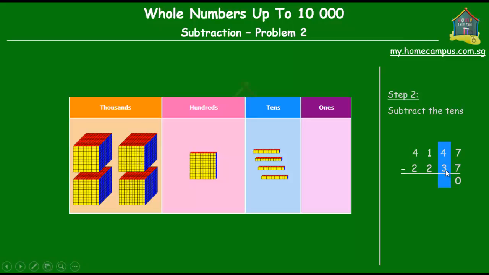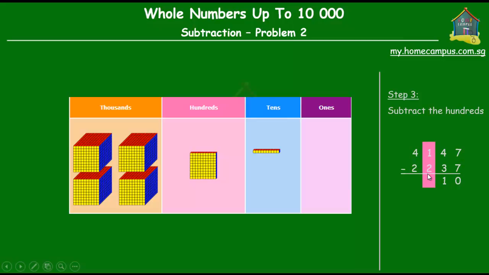If you look at the working here, we have 4 tens, we will subtract 3 tens. So what do we have left then? Well, we have 1 ten left, right? 4 tens minus 3 tens gives us 1 ten. The third step is to subtract the hundreds. We have 1 hundred and we will subtract 2 hundreds from there.